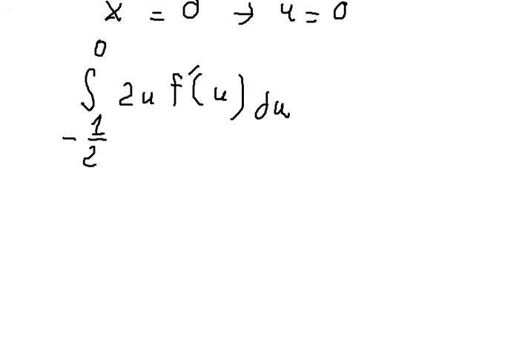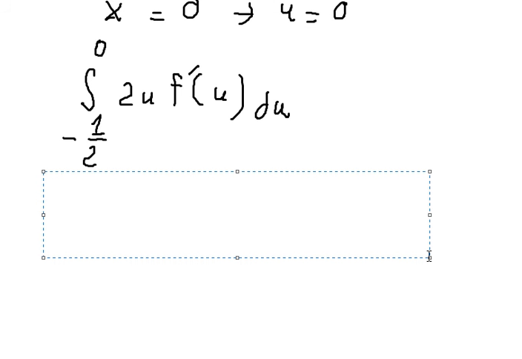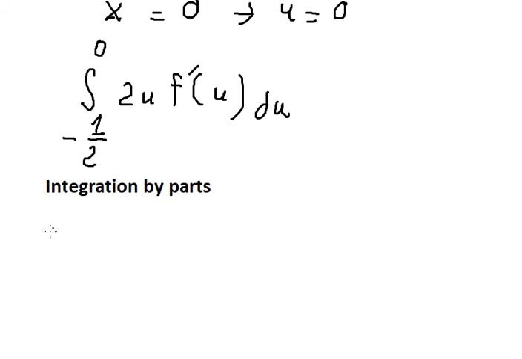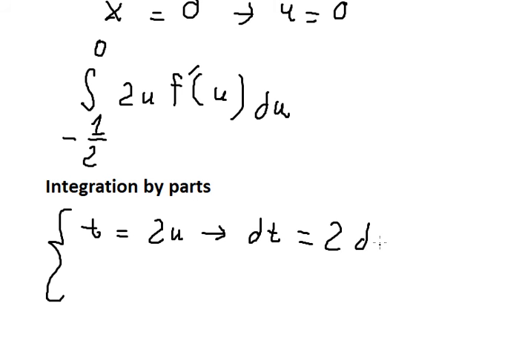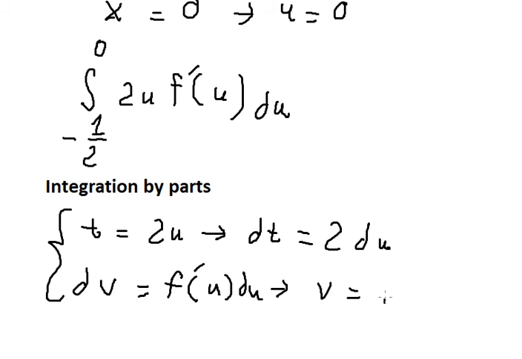And now we continue using integration by parts. So I will put t equals 2u. If we do the first derivative for both sides, we have dt equals 2 du. dv, I will choose this one in here. The integration of this one, we have v equals f of u.